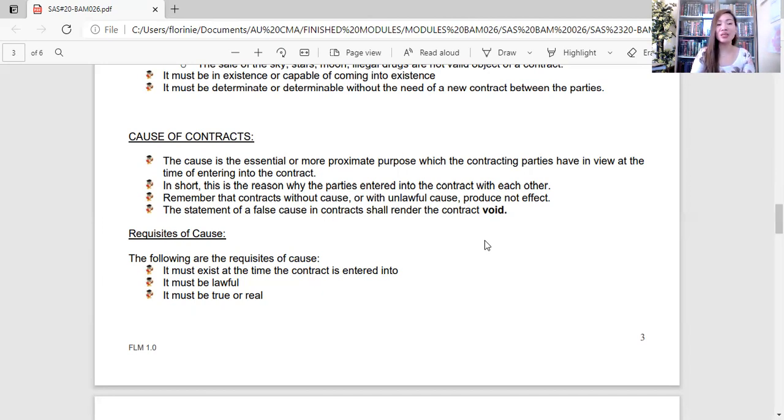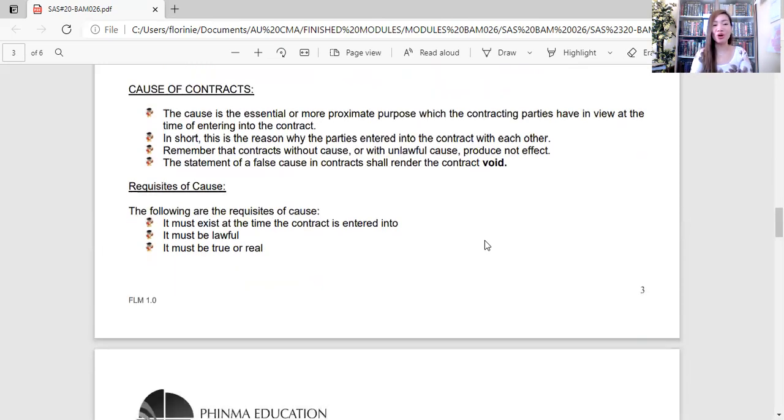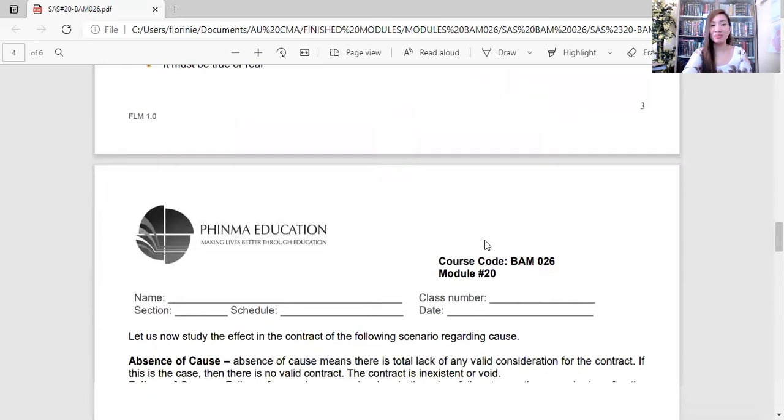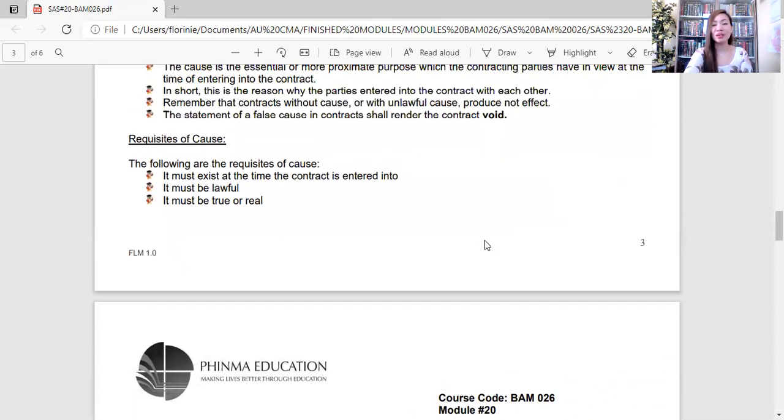So, next, requisites of cause. The following are the requisites of cause. It must exist at the time the contract is entered into. It must be lawful. It must be true or real. Ano po sabi? Tatlo lang ba? O, yun. So, tatlo. Kailangan nag-exist, kailangan lawful, kailangan totoo.